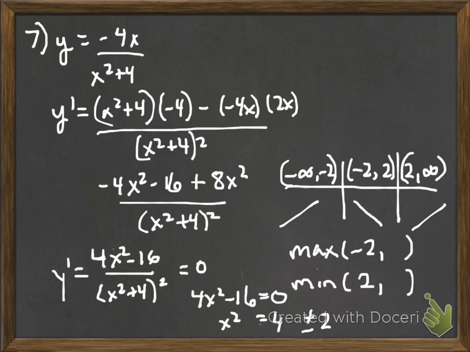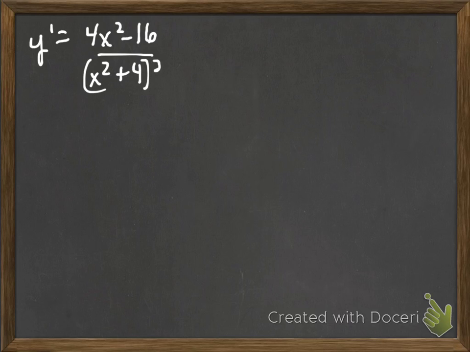And you get negative 2, 1, and 2, negative 1. So that takes care of all the maxes and mins in the first derivative. So y prime equals 4x squared minus 16 over x squared plus 4 squared. That's what we're starting with. Take the second derivative.